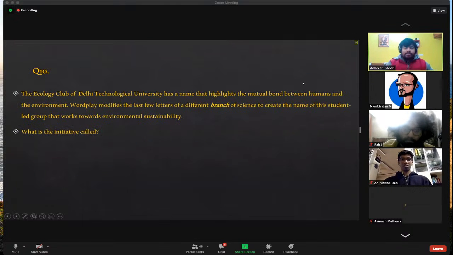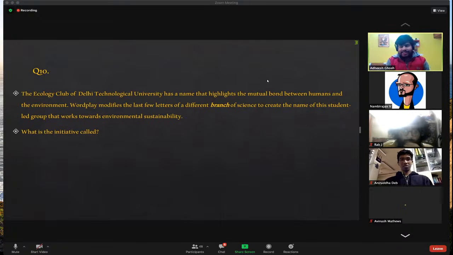Right. So the Ecology Club of Delhi Technological University, or DTU, as most of us Delhi walas know it, has a name that highlights the mutual bond between humans and the environment. Wordplay modifies the last few letters of a different branch of science to create the name of the student-led group that works towards environmental sustainability. So what is the initiative called? It has a very nice name, which I found randomly while surfing Facebook. So thank you, DTU. Essentially, try and think of a different branch of science.